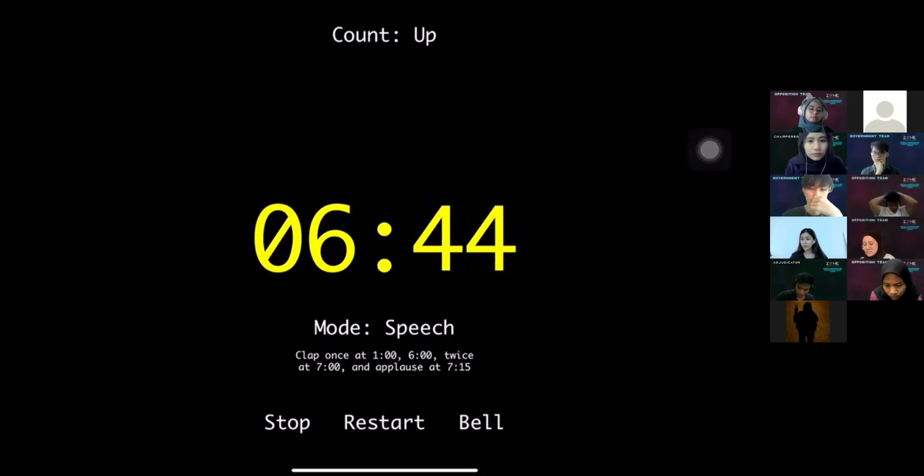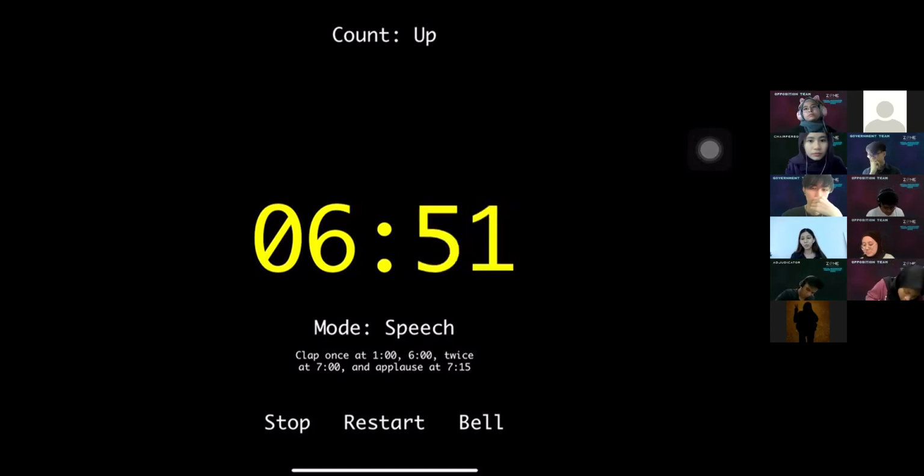And with that, we as the government fully support and agree with the motion today, which is this House believes that unpaid internship should be against the law. And with that, I would like to rest my case.